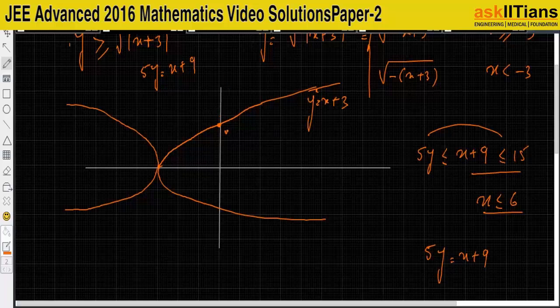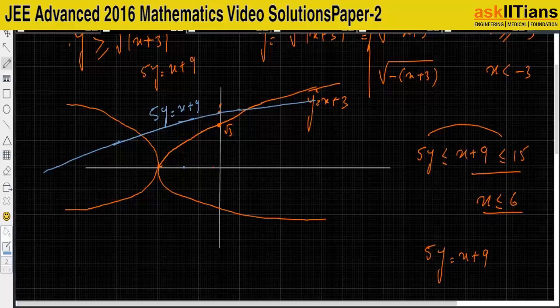So this is root 3, right? So 9 by 5 will be somewhere here, above this and somewhere here, right? So this line is something like this. It will cut somewhere here. So if I draw this line properly, it will be something like this. This is the straight line, and it will meet somewhere here. My diagram is not so proper, but understand this. This is the line 5y equal to x plus 9.